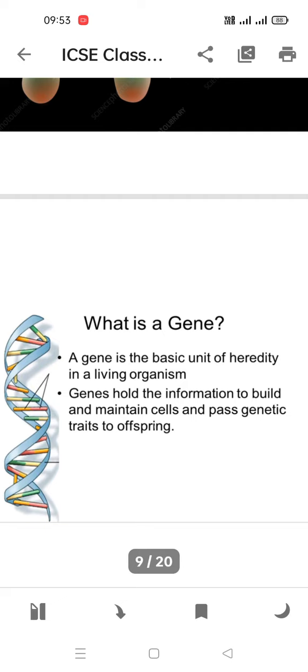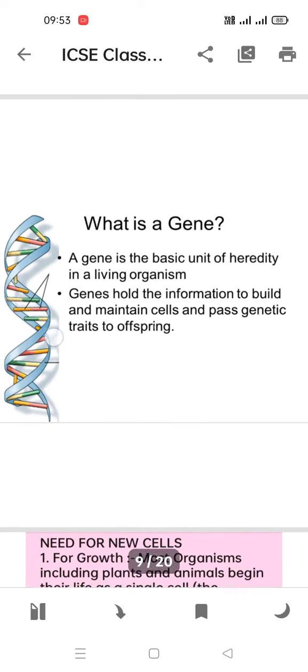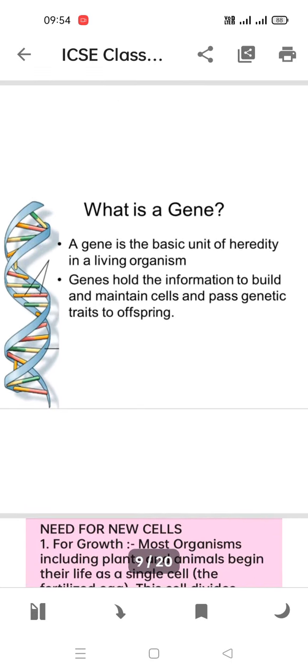The next chapter, the third chapter, is about the gene only, the genetics, which we are going to do very rapidly. Genetics, so gene is nothing but the basic unit of heredity. This is the gene, you can see.